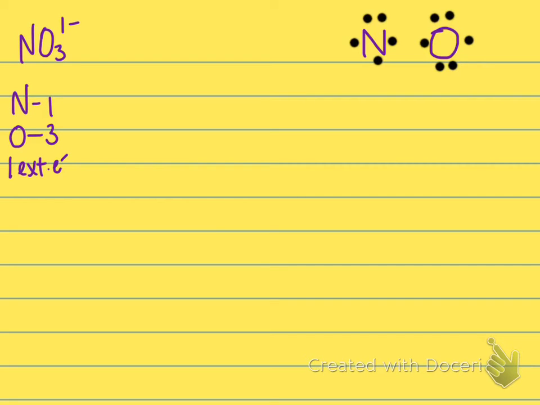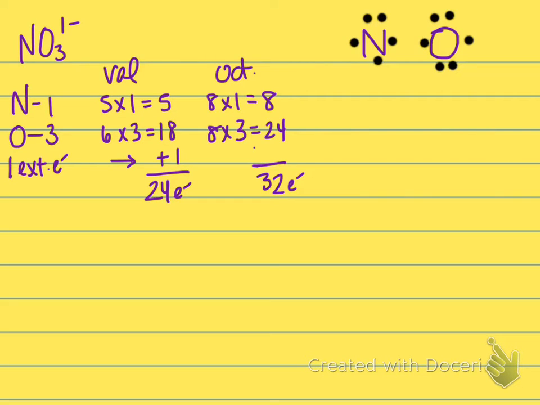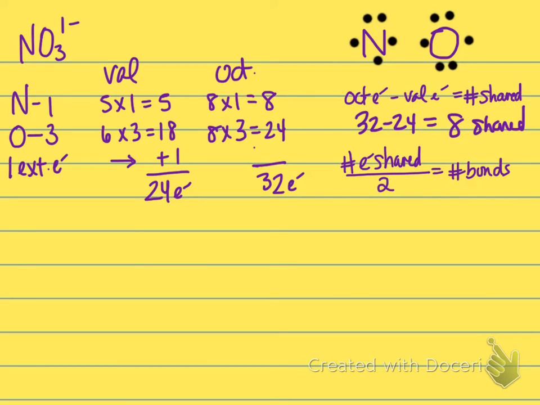And here I'm going to write a reminder to myself that I have one extra electron because this is an anion. So I'll figure out how many valence electrons this structure brings to the party, and then how many octet electrons would be required for everything in this polyatomic ion to be satisfied. My valence number is 24, and I get an octet value of 32 electrons. Octet minus valence equals number shared, and 32 minus 24 gives us 8 shared electrons. Number of shared electrons divided by 2 shows how many bonds we're looking for, and in this case, we're looking for 4 bonds.